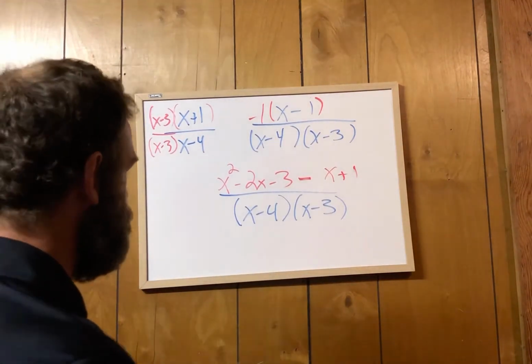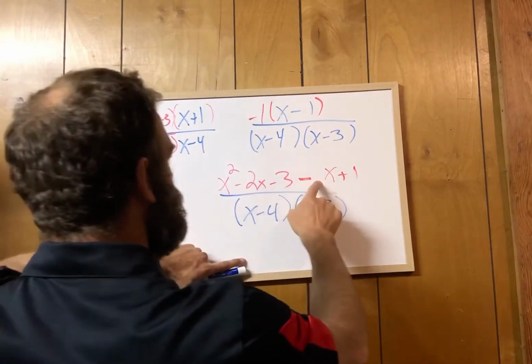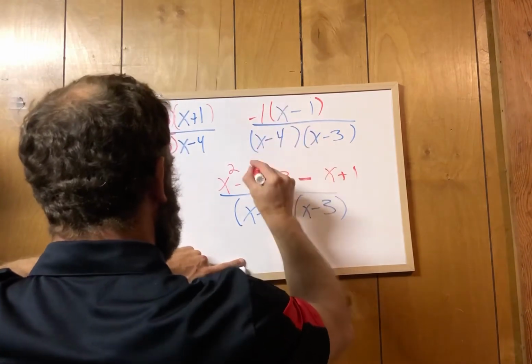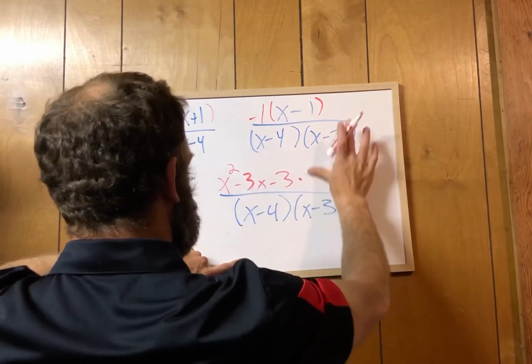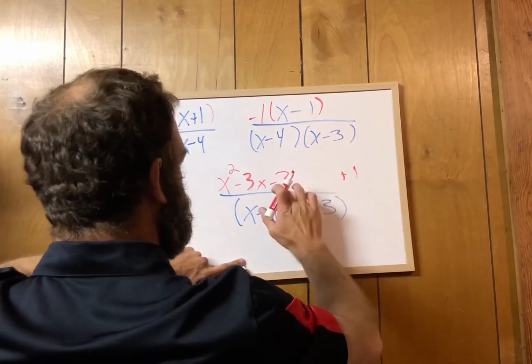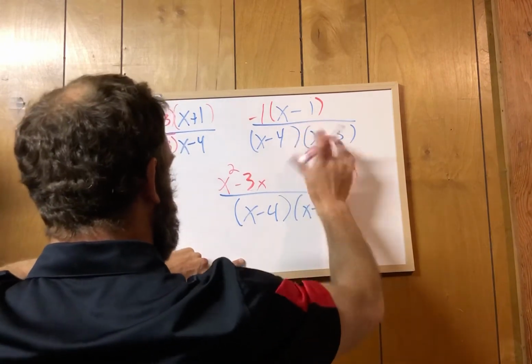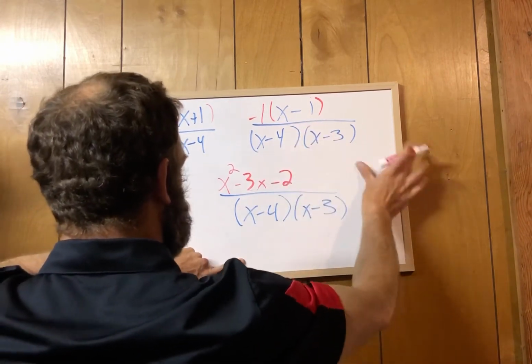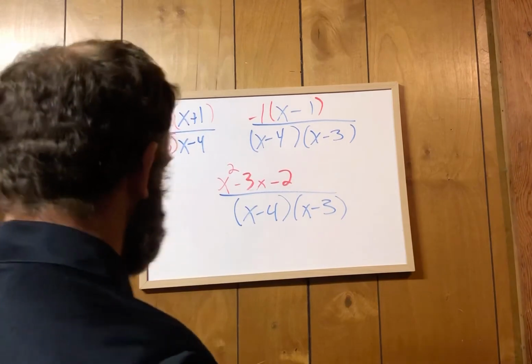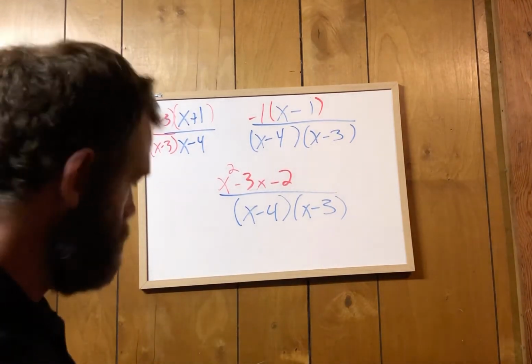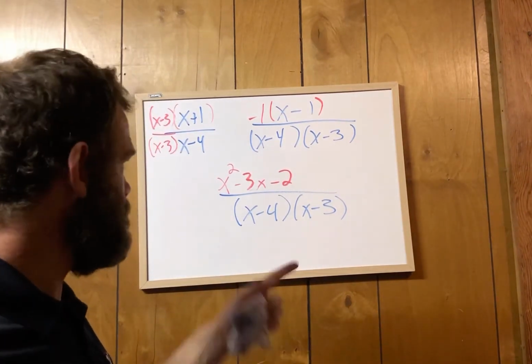Now you can simplify. Negative 2x, negative 1x is going to give me a negative 3x. Negative 1, a negative 3, positive 1 is going to give me a negative 2. There we go. And there's your answer. And just leave it just like that.